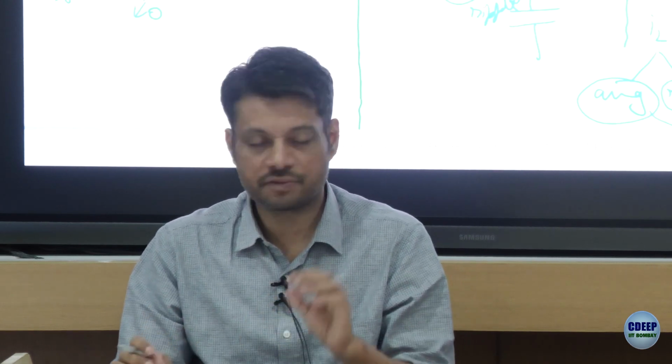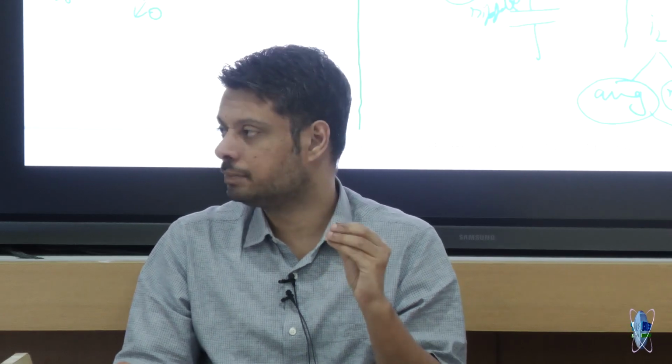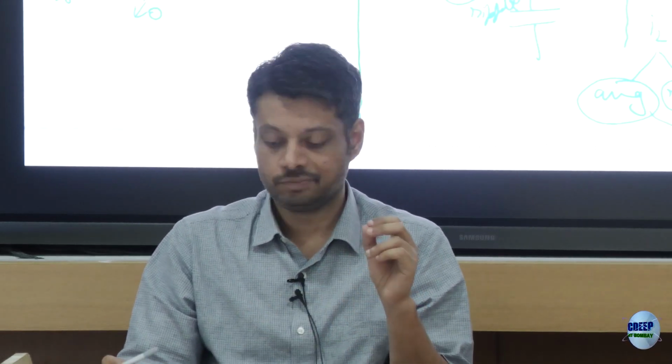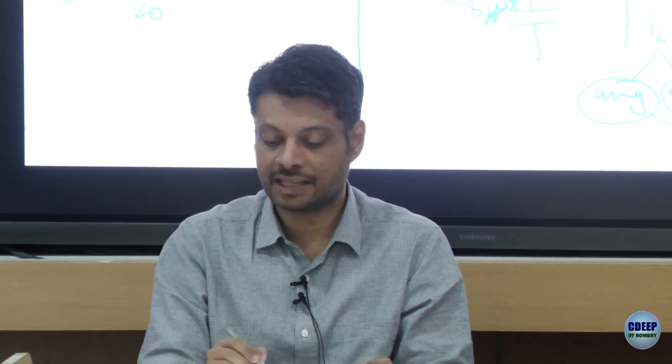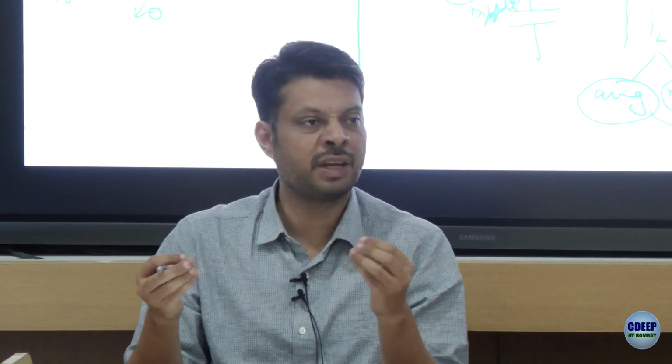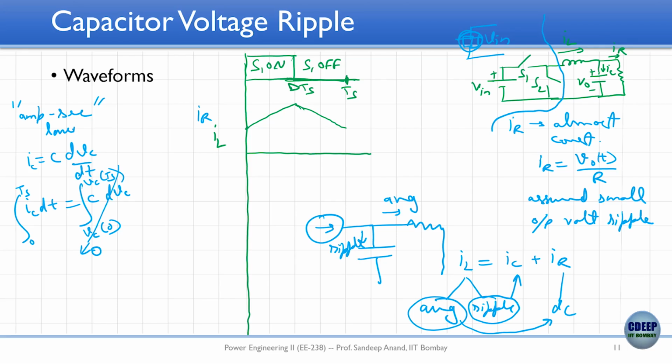So Kirchhoff's current law is valid, IL is equal to IC plus IR, that part is fine. IL has two components, a ripple component and an average component. I can write it as a combination of two current sources, a DC current plus a ripple component of the current. Is that part okay? So I am writing IL as a combination of average current, let's say 5 ampere, and a ripple current, a triangular of peak to peak 2 ampere.